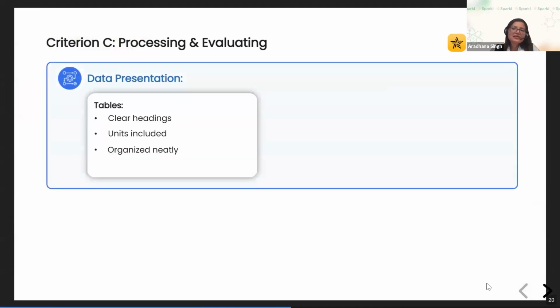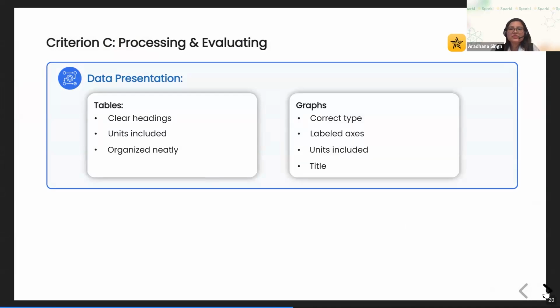Data presentation. In the very initial discussion we had worked upon it, that a clear heading should be there when we write the data in a tabular form. Units should be included. Unit means SI unit. And data should be organized in ascending order neatly.